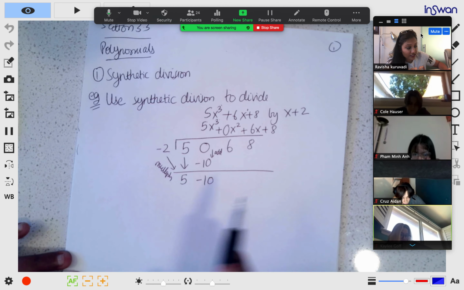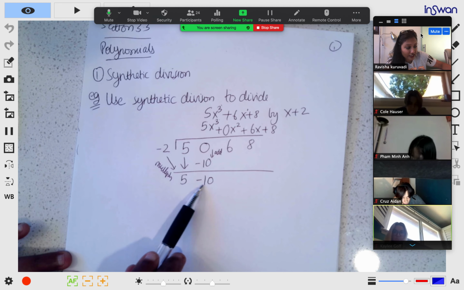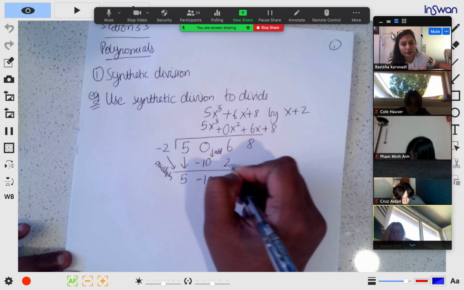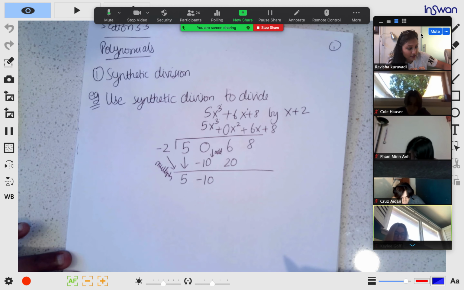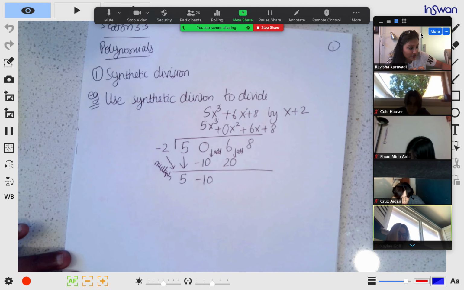Again, multiply this thing with this here. Again, you multiply. Whatever you get, you write it in the next column. Again, add. You get 26.